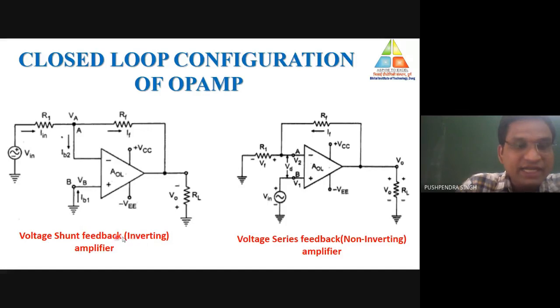Now why is it called inverting? Inverting amplifier means that if the input signal is given at the negative terminal of the operational amplifier, then that is called an inverting amplifier. Because here we are using the voltage shunt and the circuit is an inverting amplifier, voltage shunt feedback is also called an inverting amplifier.